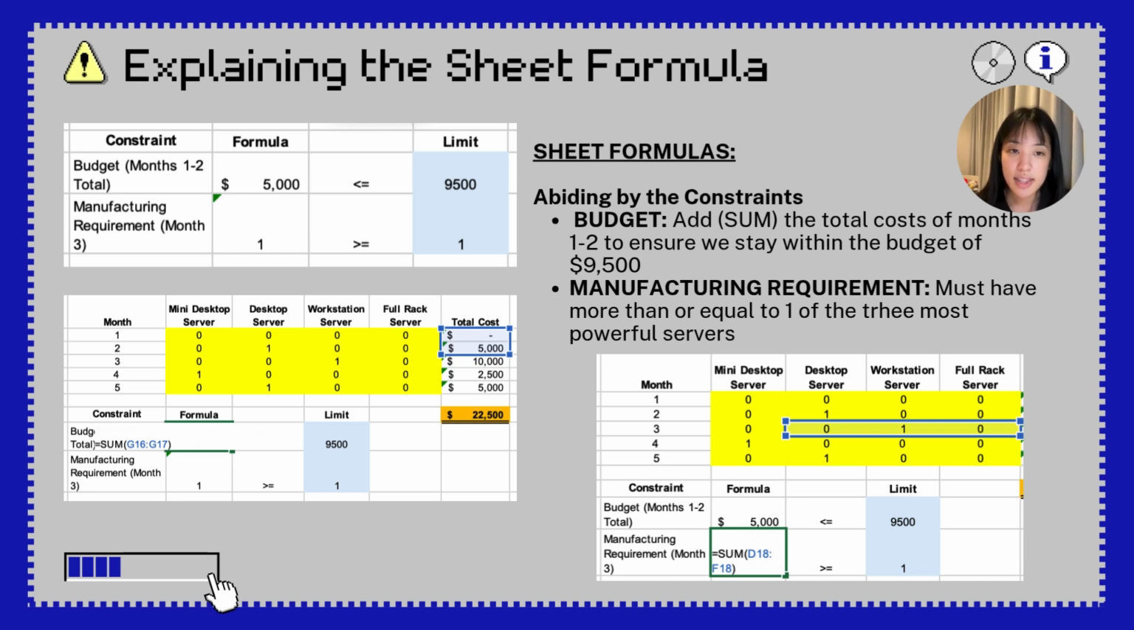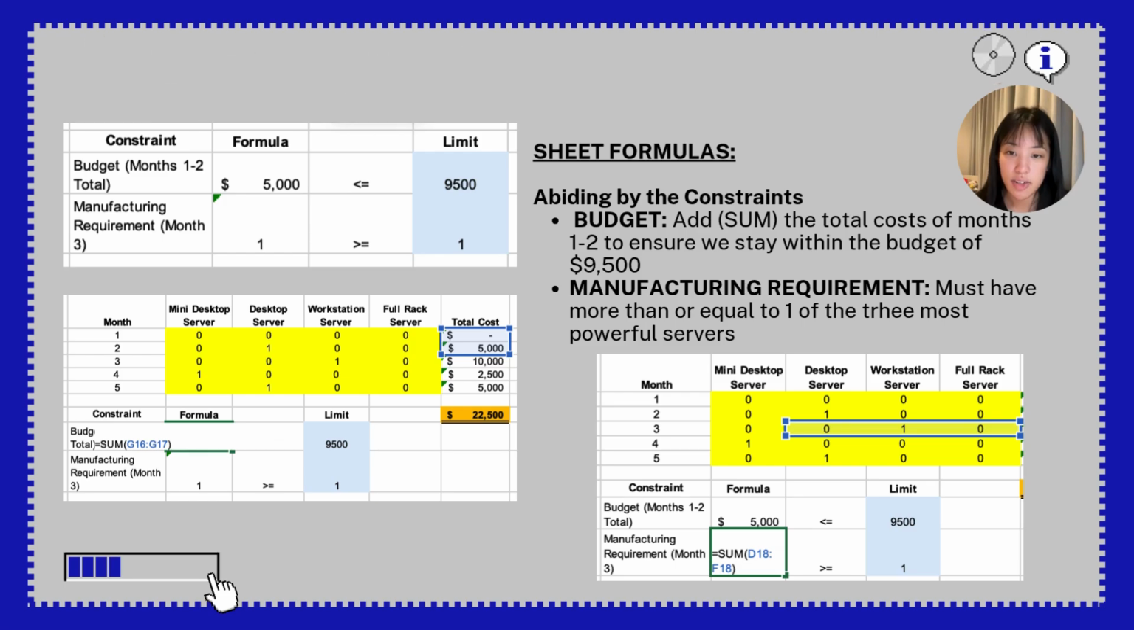Lastly, we had to ensure that we followed the given constraints. For the budget, we simply added the total cost of months 1 to 2 to ensure we stayed within the budget of $9,500. And we made sure that month 3, or the month for the manufacturing department, had greater than or equal to one of the 3 most powerful servers.